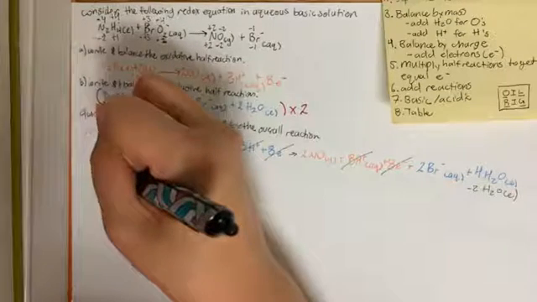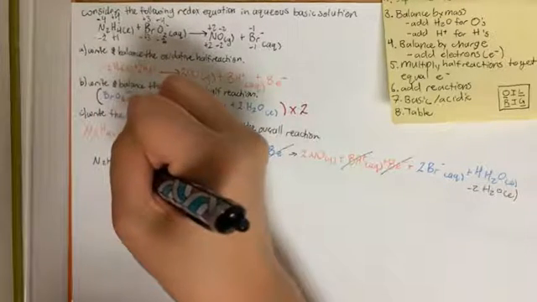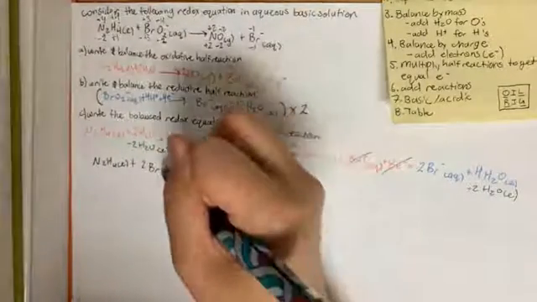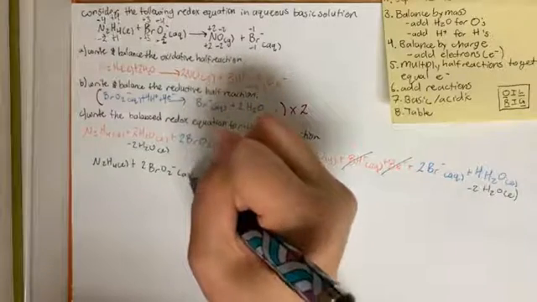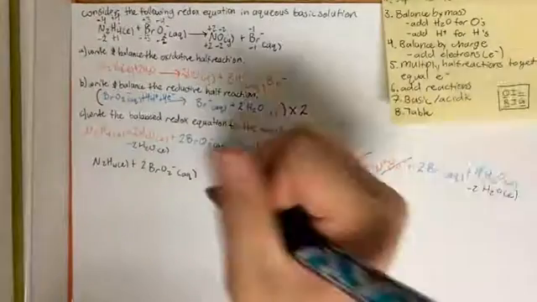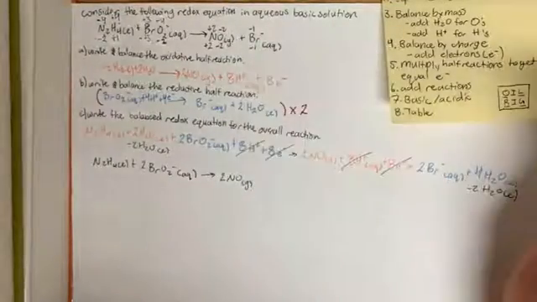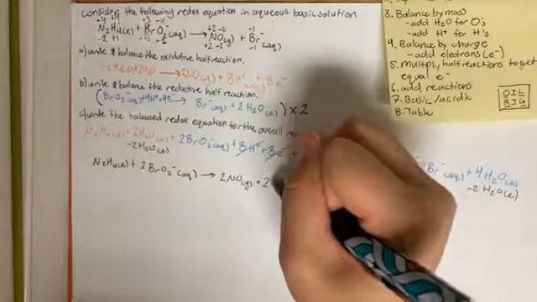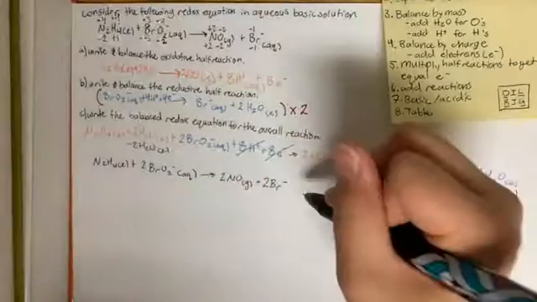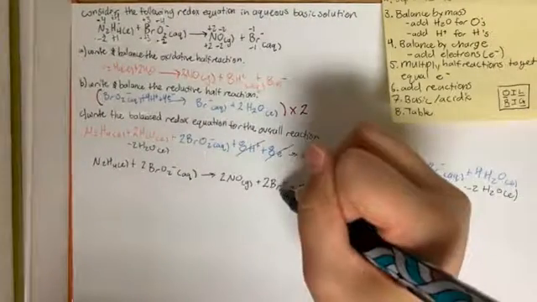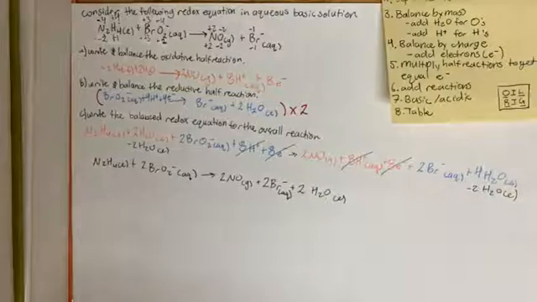So the final answer is N2H4 plus 2BrO2 minus goes to 2NO plus 2Br minus and 2H2O. Sorry, don't forget the states. Great, and we're not quite done yet.